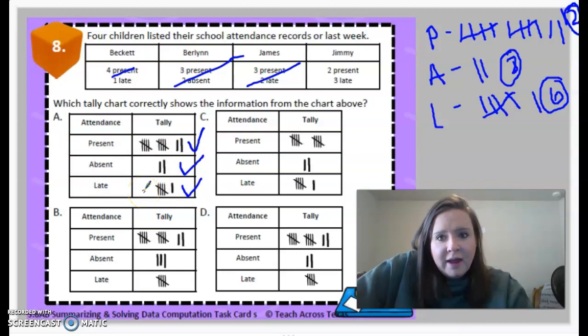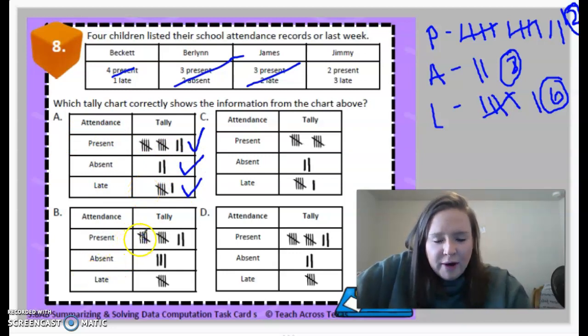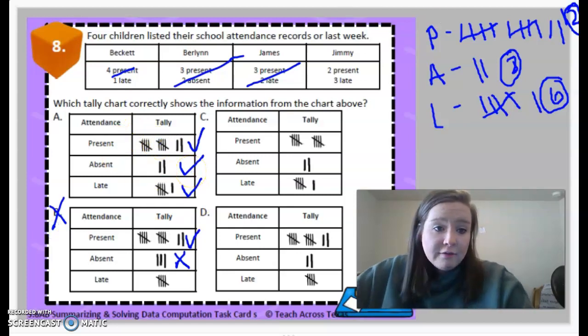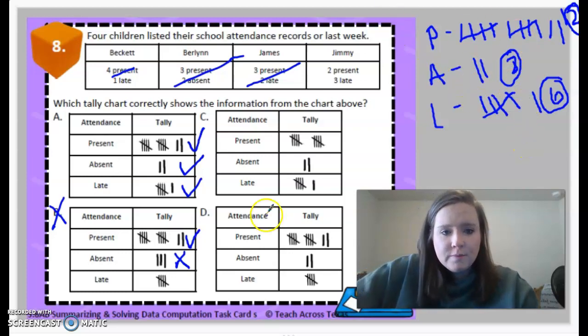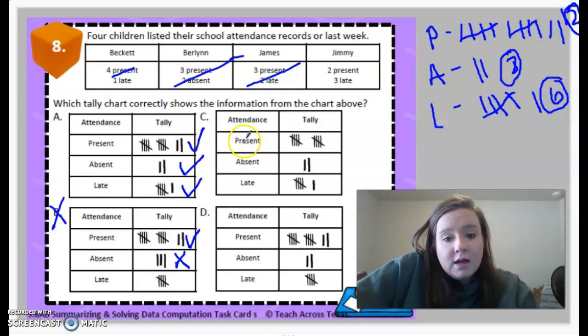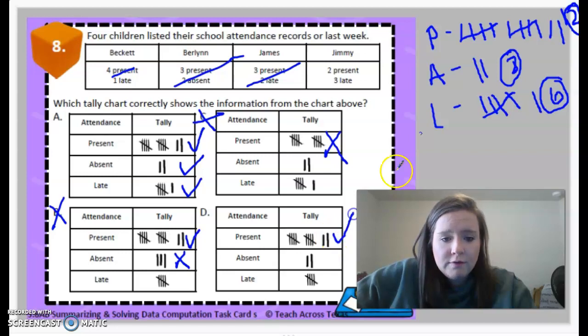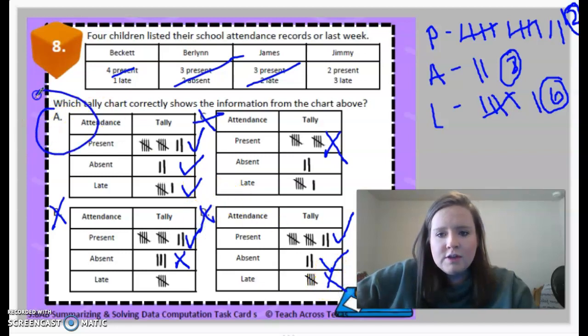I'm going to keep checking my other answers just to be sure. Present is 12. Absent is 3. That's wrong. Remember, all of your categories have to have the correct information that you got from making your own tally chart. Okay. Present is 10 here, but we have 12. So that makes it wrong. And then letter D. Present is 12. That's what we have. Absent is 2. Late is 5. And that is incorrect. So the correct answer is letter A.